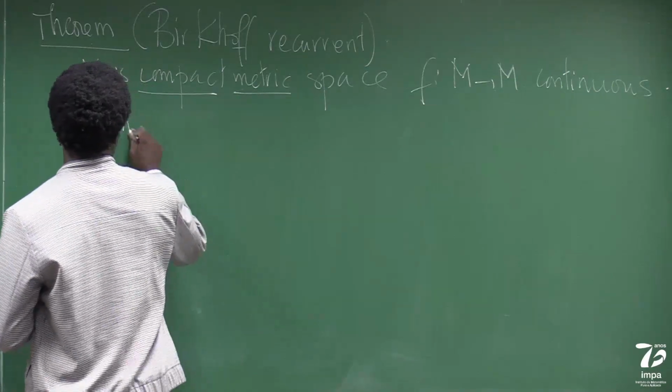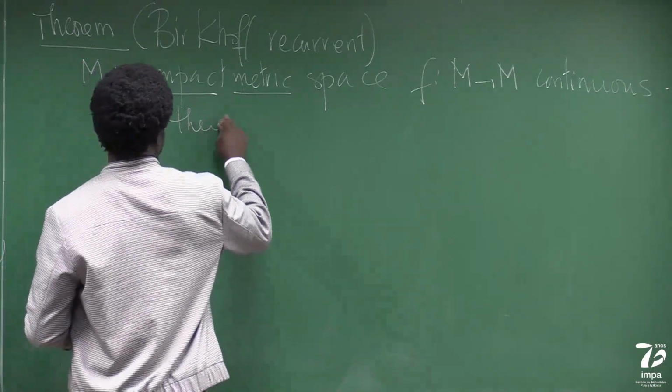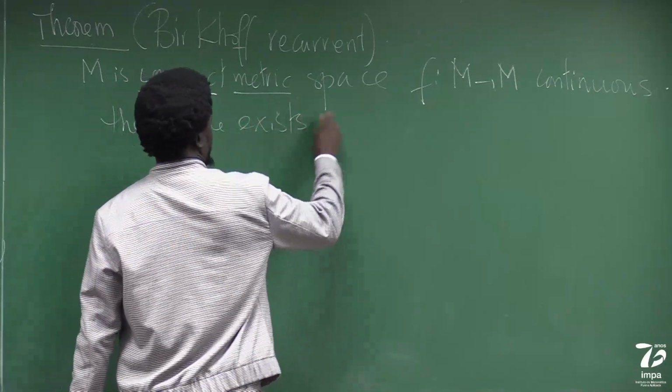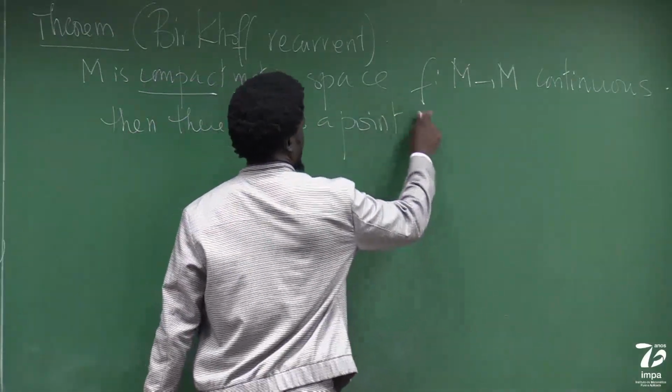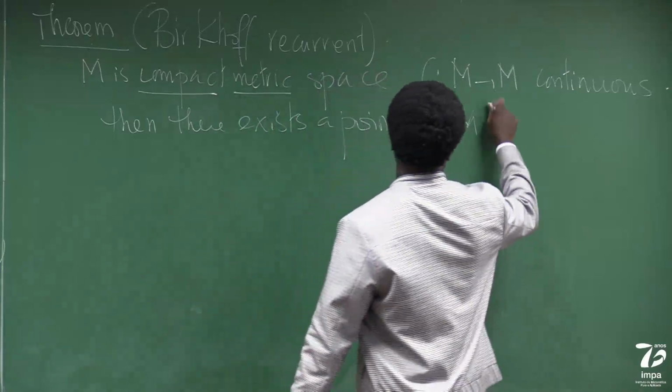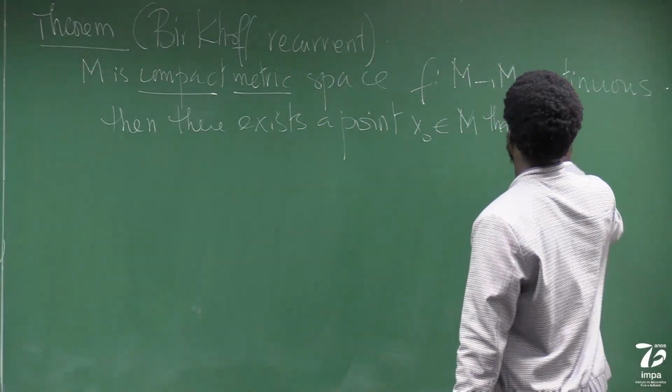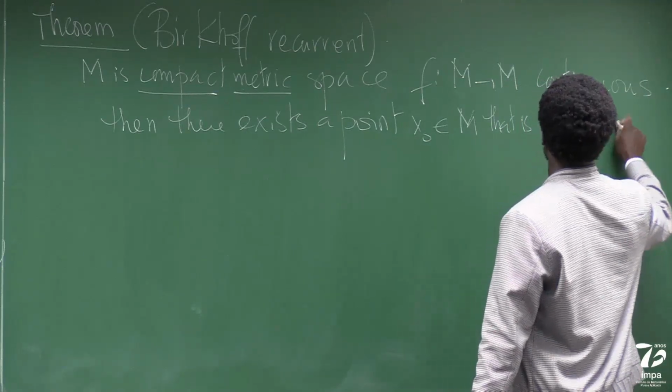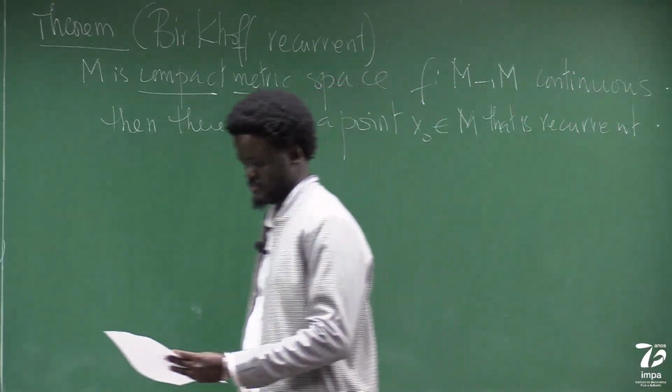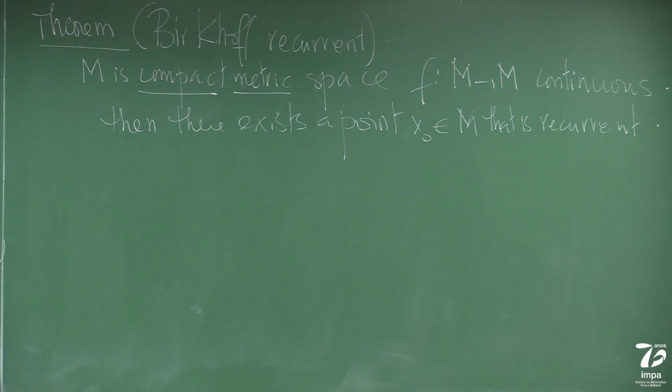then there exists a point x naught in M that is recurrent. This is just a topological theorem, so I will not do the proof for this. You can look at the proof in the book. It just uses topology, so there are no measure theoretic things like invariance involved here.